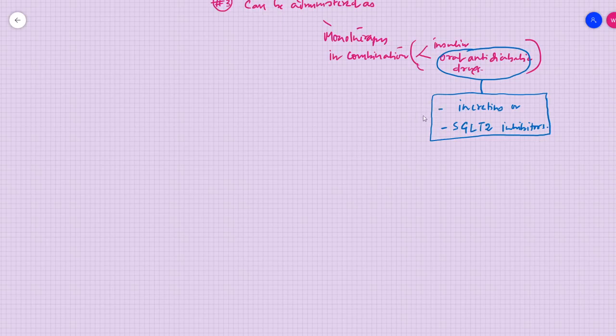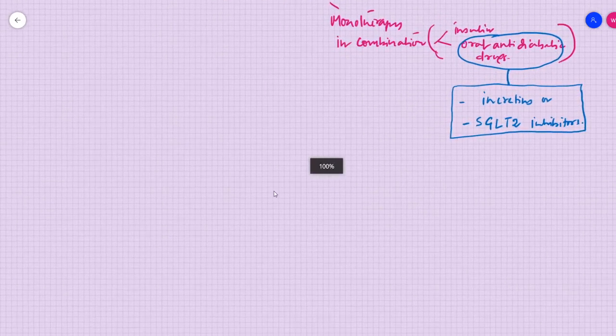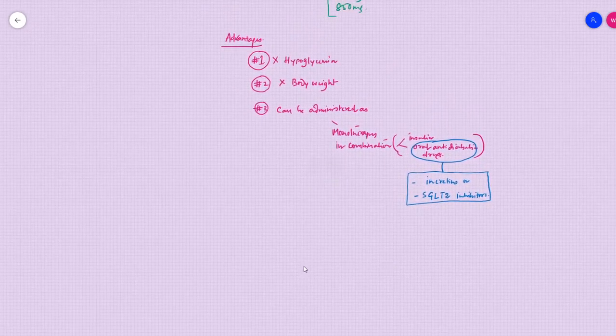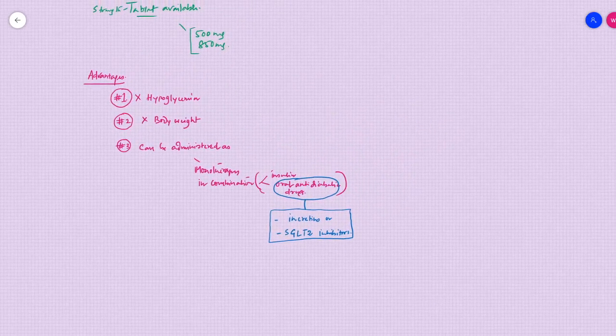Okay, and let's look at the disadvantage. If that's the advantage, then what's the disadvantage?